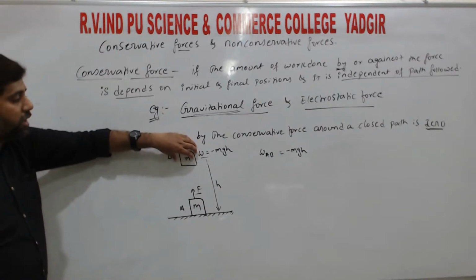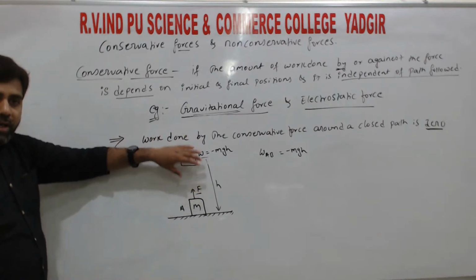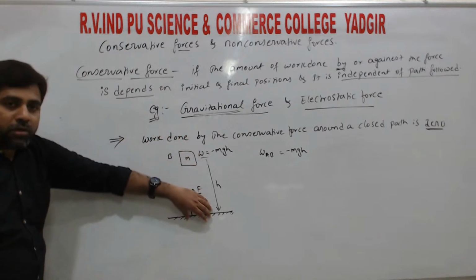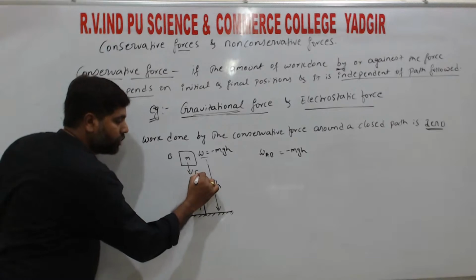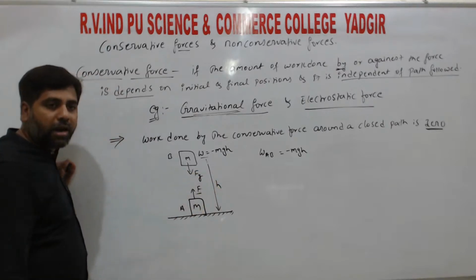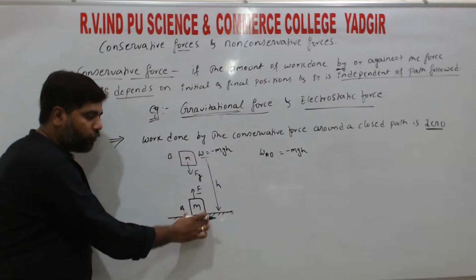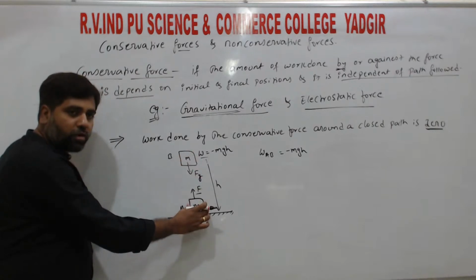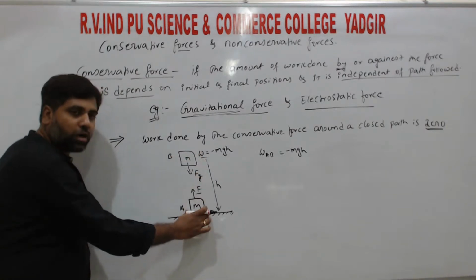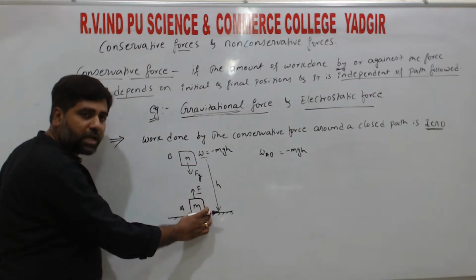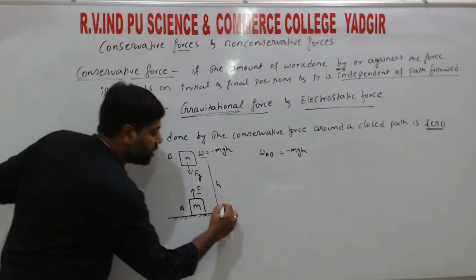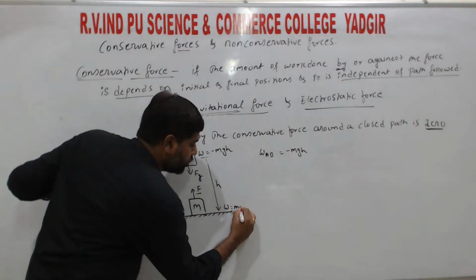So freely means it will travel like a freely falling body, in the downward direction. Here the force is by gravity. The force due to gravity acts downward, and the object's displacement is also downward. When it reaches the ground, it stores potential energy. So here the work done W is equal to mgh.